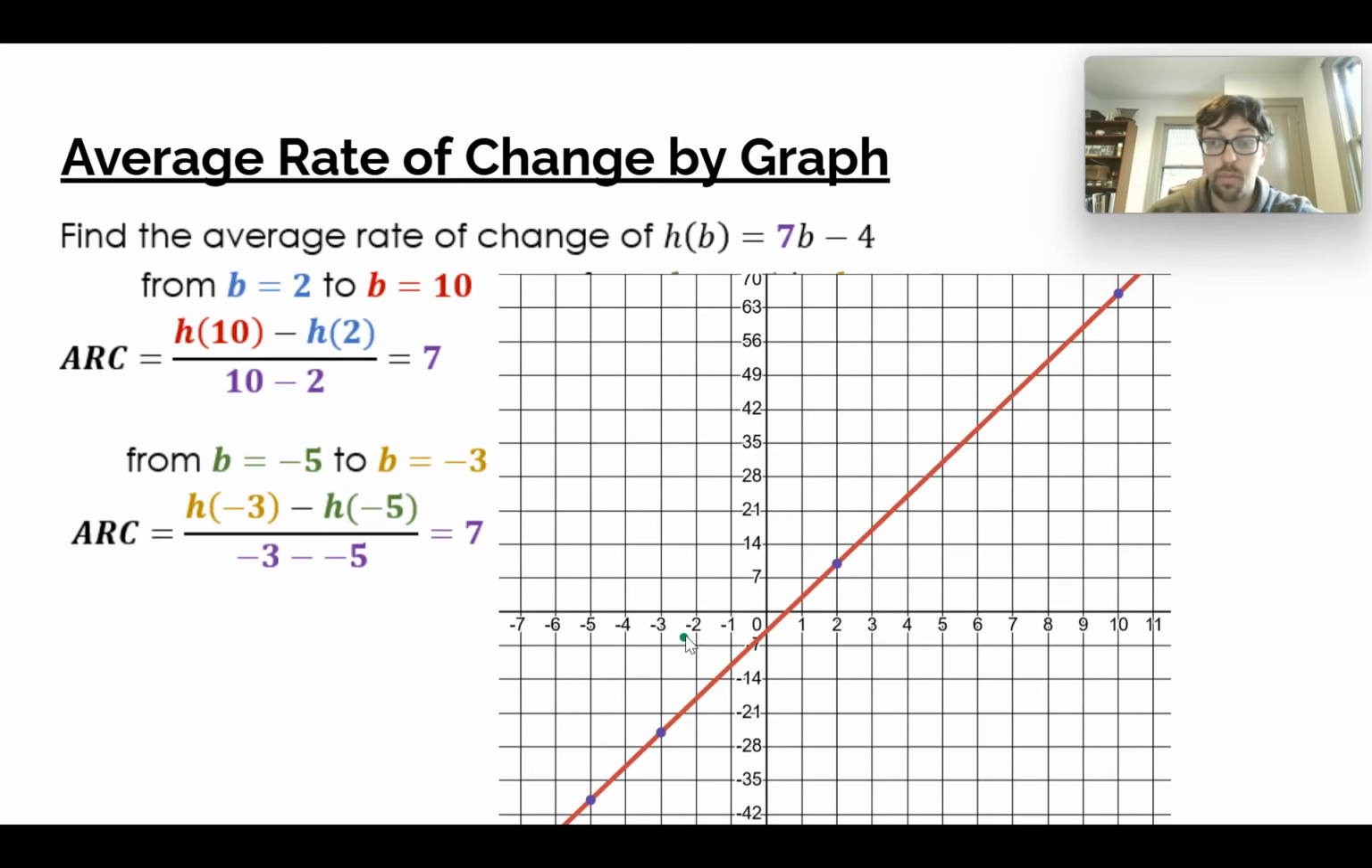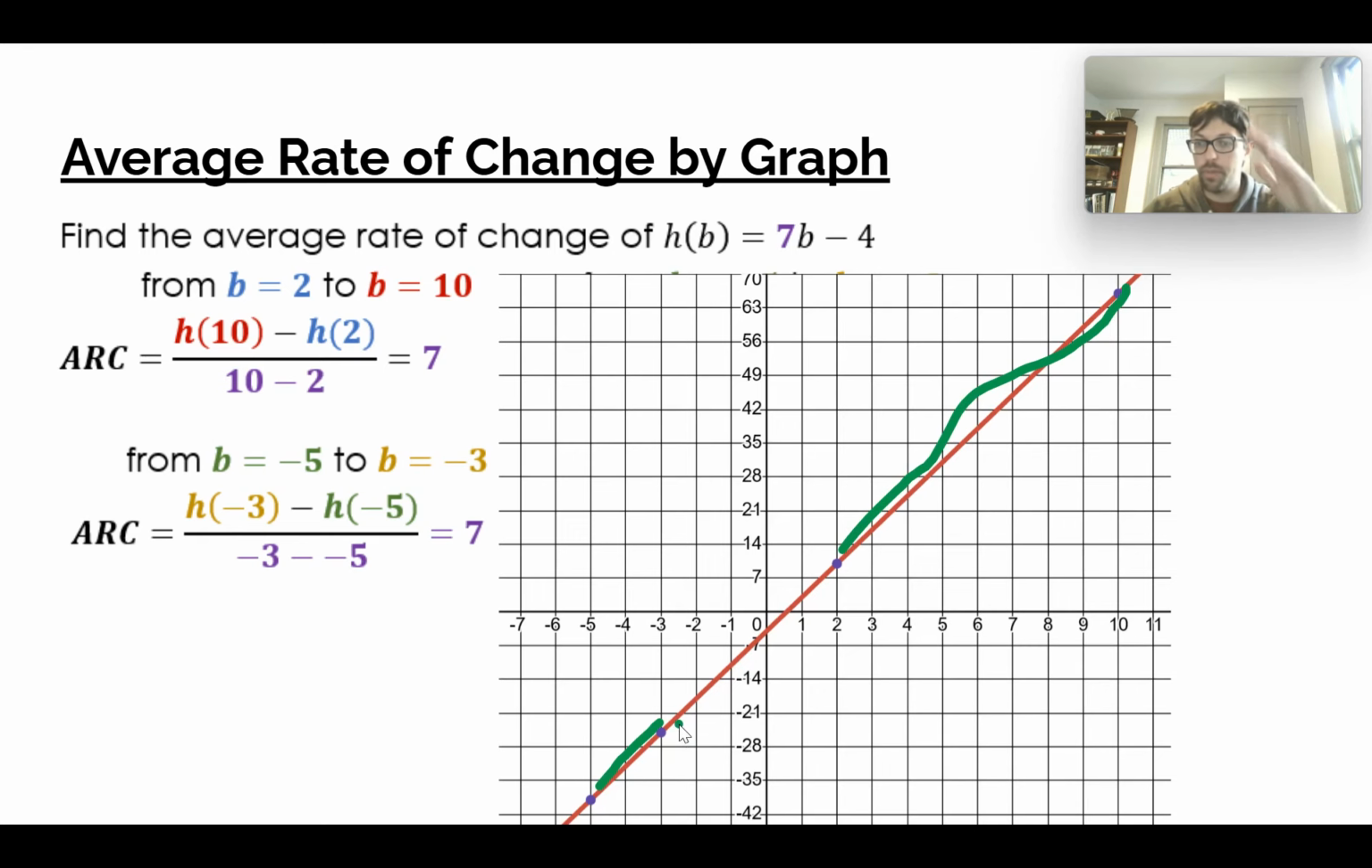Taking a look at these examples on a graph shows why we get different values from these functions. If we're looking at h of b is this, going from -3 to -5, we get that slope of 7. And same thing from 2 to 10. We get that same slope of the graph as we move from this point to this point, as we do from this point to this point.